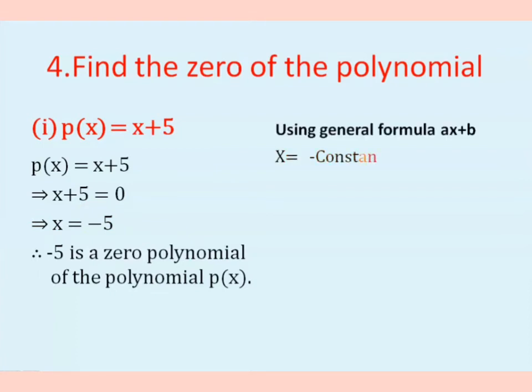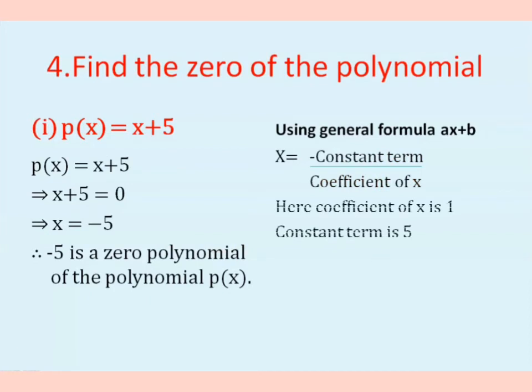X is equal to minus of constant term divided by coefficient of x. Here the coefficient of x is 1 and the constant term is 5. So we get minus 5 by 1, which is equal to minus 5.